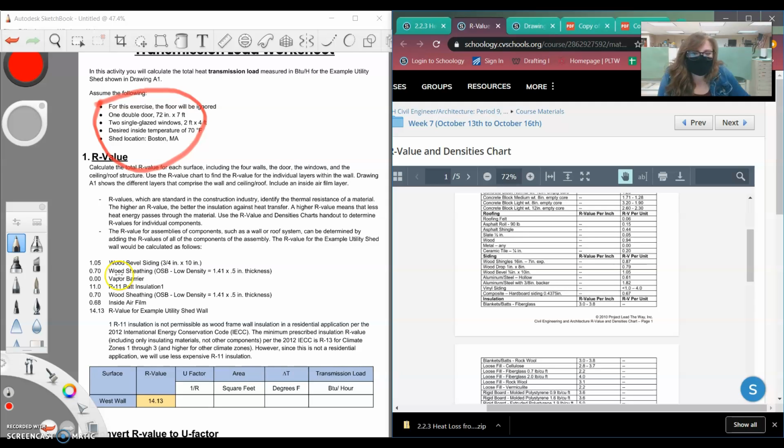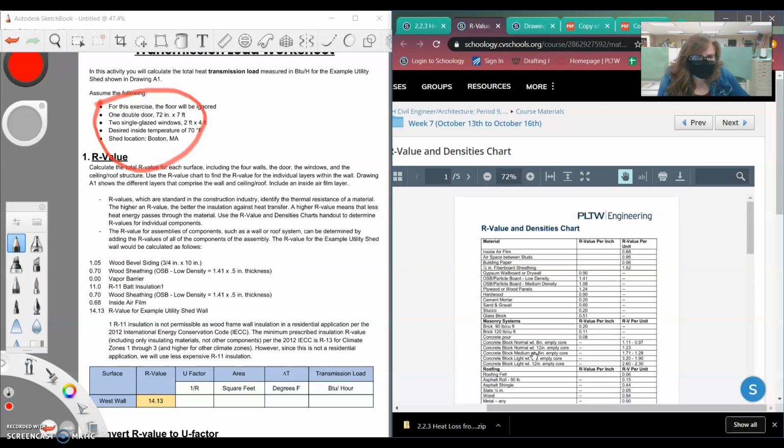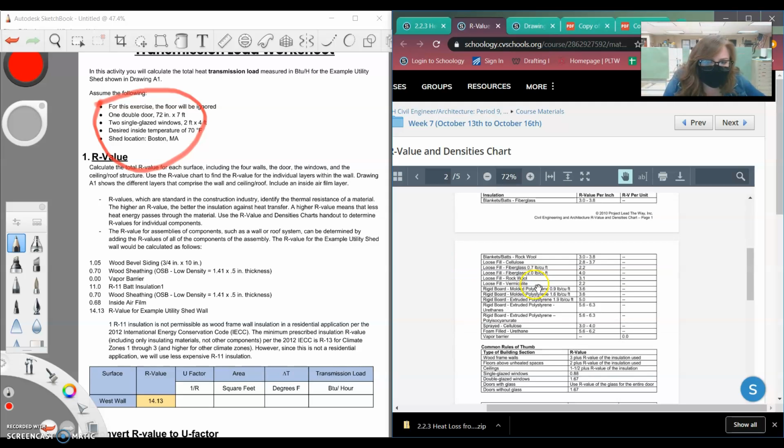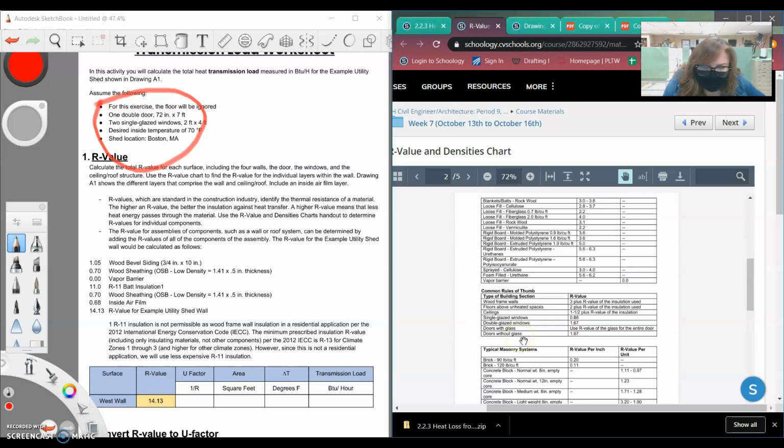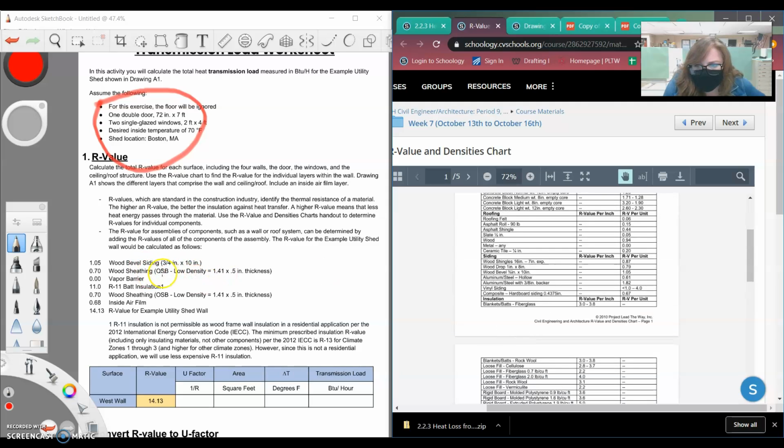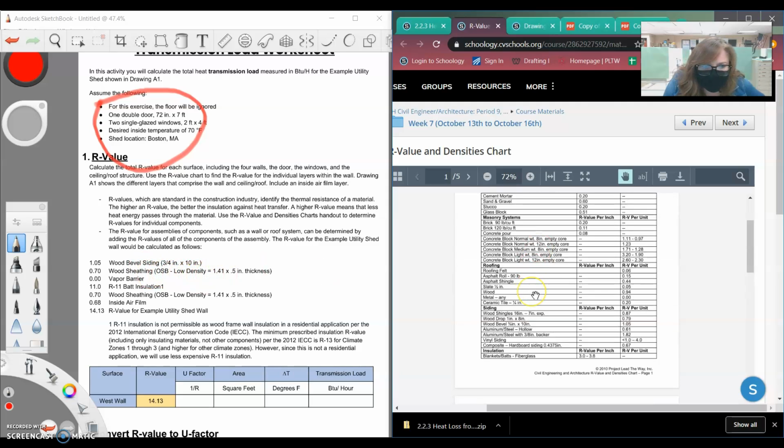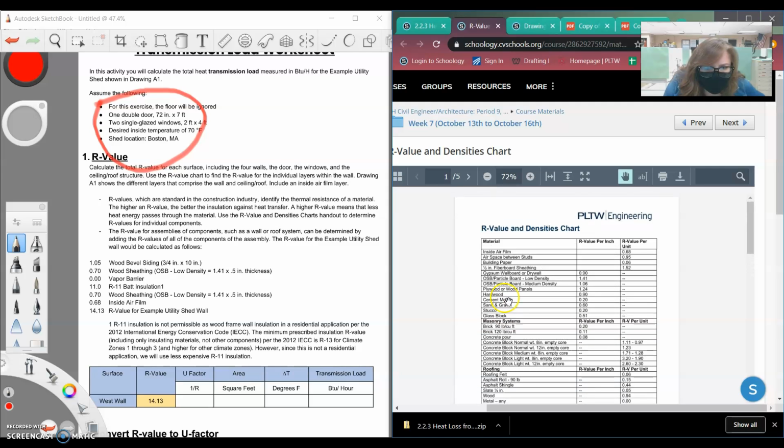Yay. Wood sheathing. We look for wood sheathing. Oh, here we go. OSB low density. Now, the R value here is 1.41 and they have 0.7. If you look, we're using a 1/2 inch thick and this is per inch. So they had to divide it by 2 to get the R value for the wood sheathing for our problem. And then you continue down.